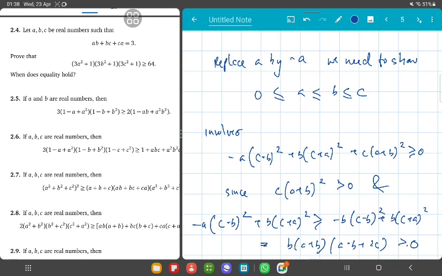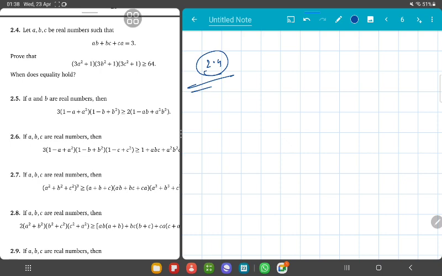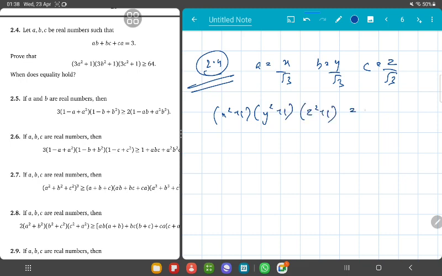What does 2.4 say? The 2.4 question says we need to find when equality holds. Using the substitution, let's say a equals x by root 3, b equals y by root 3 and c equals z by root 3. So we need to show x square plus 1, y square plus 1, z square plus 1 greater than or equal to 64, right? This will all be valid such that xy plus yz plus zx equals 9.